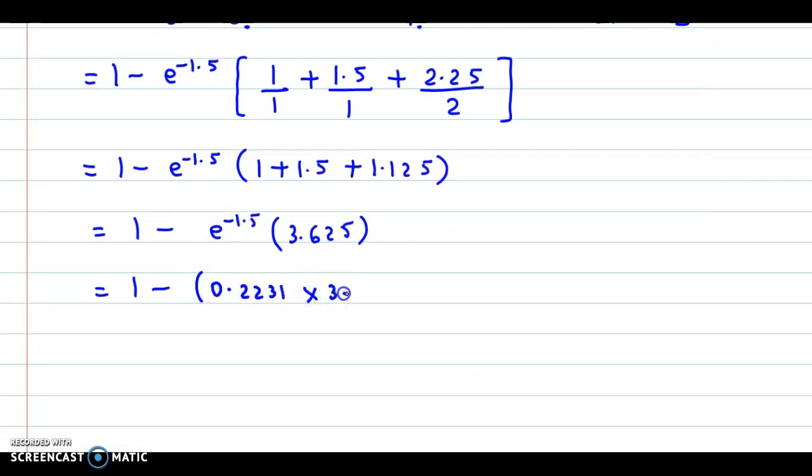Okay, so here we have 0.2231 into 3.625. So if we perform this multiplication, that's 0.8087. Okay, so 1 minus 0.8087 gives us 0.1913. So this is the required probability value.